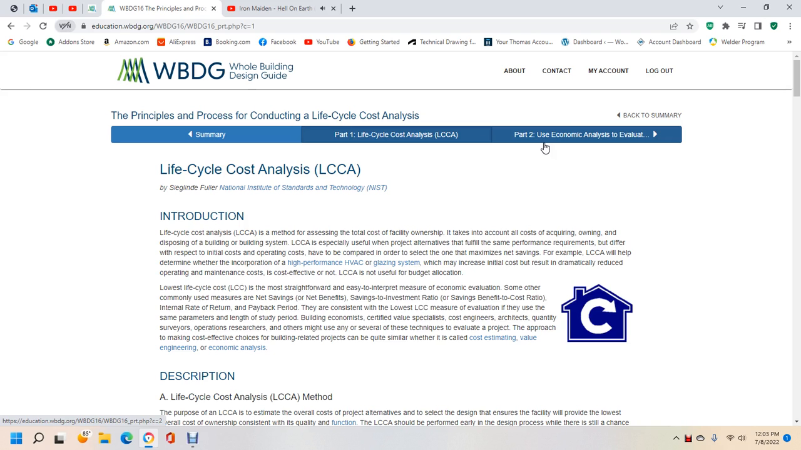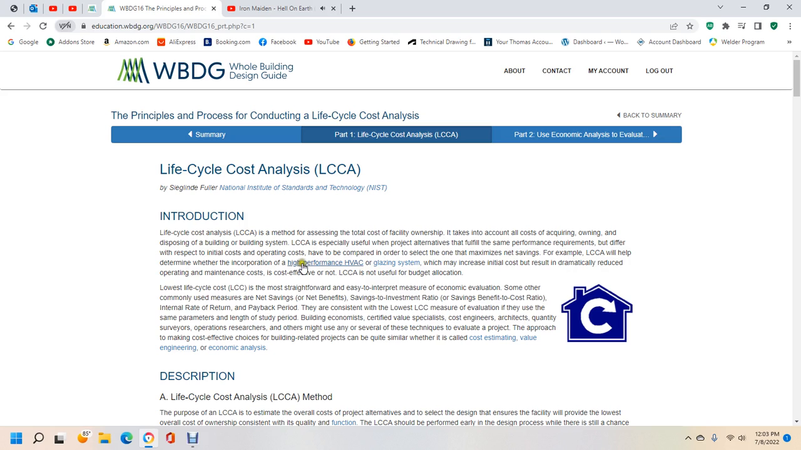Life cycle cost analysis is a method of assessing the total cost of facility ownership that takes into account all the costs of acquiring, owning, and disposing of a building and its building systems. It is especially useful when project alternatives have the same performance requirements but differ with respect to initial cost and operation cost, and have to be compared in order to select the one that maximizes net savings.